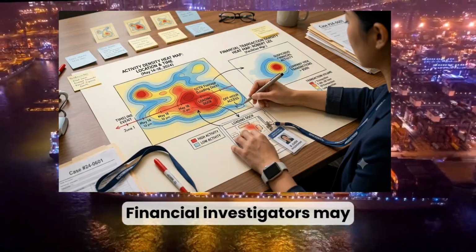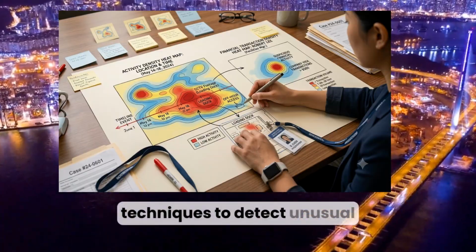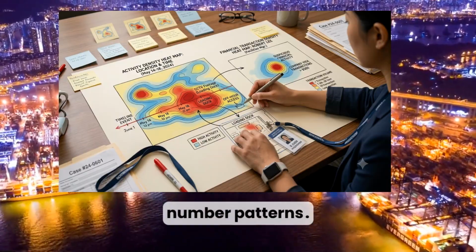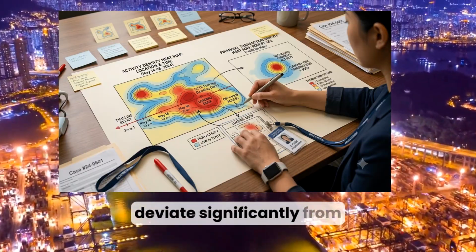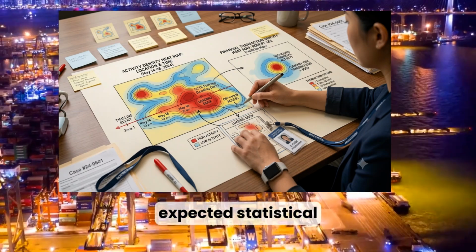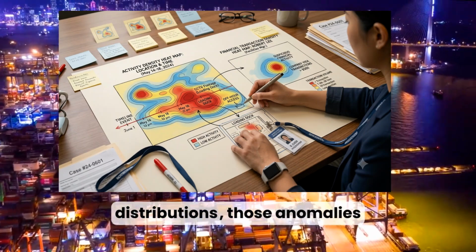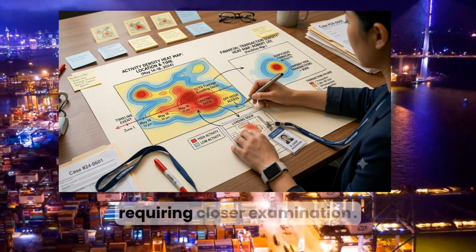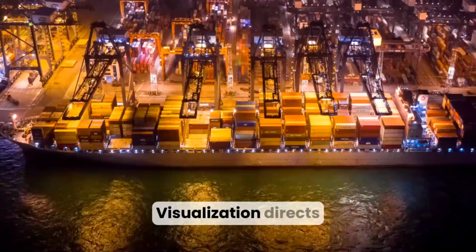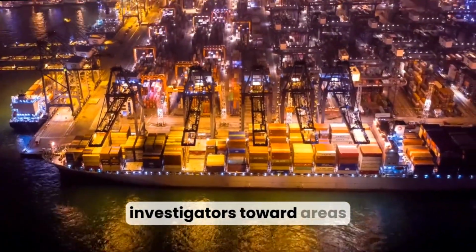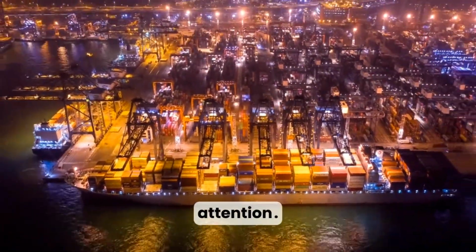Financial investigators may also use visualization techniques to detect unusual number patterns. If financial transactions deviate significantly from expected statistical distributions, those anomalies may indicate possible fraud, requiring closer examination. Visualization directs investigators toward areas deserving additional attention.